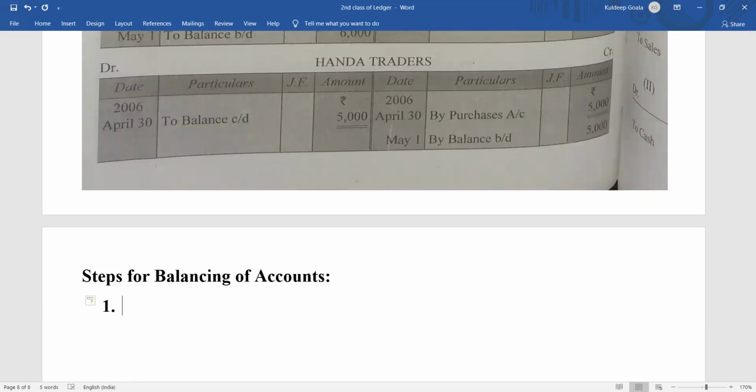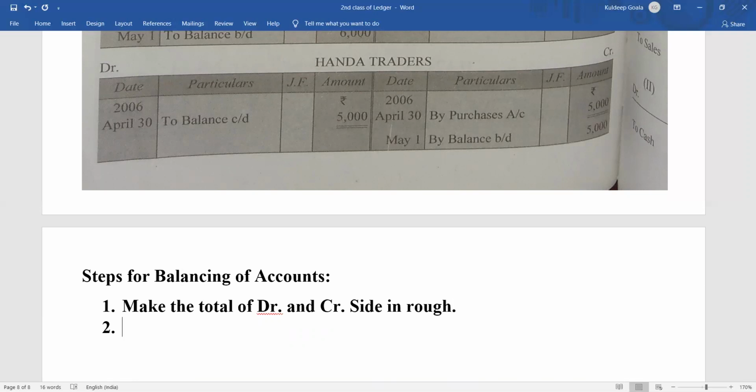So first step, what you have to do is that make the total. Make the total of debit and credit side in rough. Roughly you just make a total in the side of the copy of the rough page where the rough space has been given. You make the total of debit first and credit second. First you make the debit total, then you make the credit total.